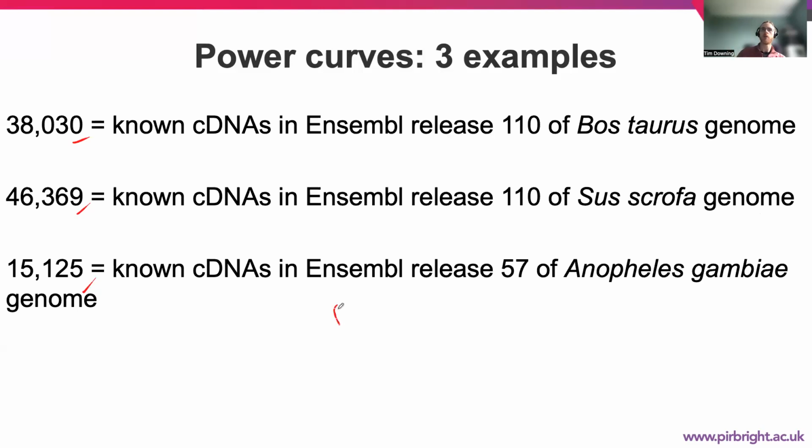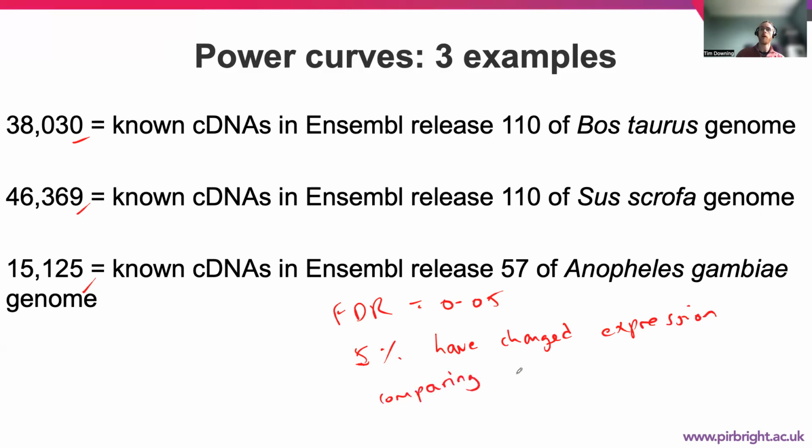And what we're going to assume here is that our false discovery rate is 0.05 for each of them. And we assume for each of these transcripts that 5% may have changed expression. That will depend on your setup. And here we're assuming that we're just comparing two groups, where we're considering the number of samples in each group. So you've got two groups, maybe that's case, and the other is control, and we want to compare them to each other.